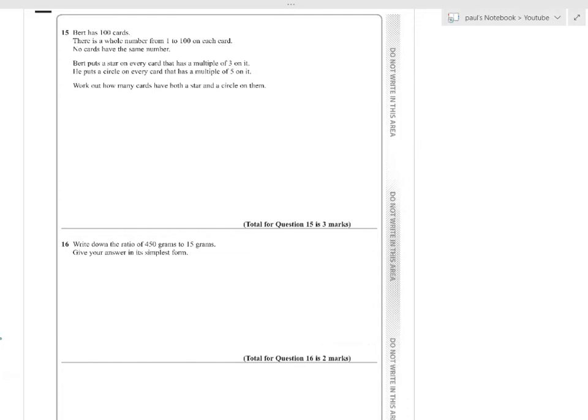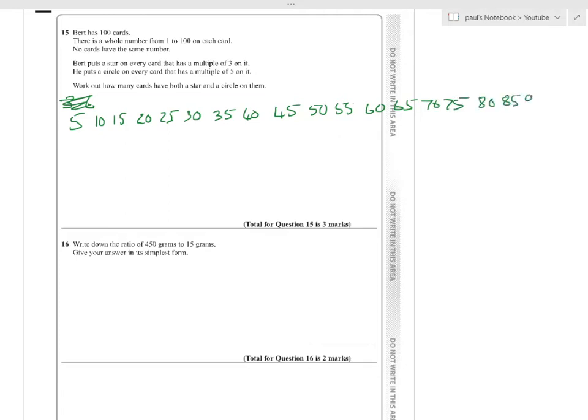So, multiples of 3. I'm going to do it the long way. What do we get for this? I don't know. I've got to go all the way up to 100, haven't I? If I do the multiples of 5, that will be 10, 15, 20, 25, 30, 35, 40, 45, 50, 55, 60, 65, 70, 75, 80, 85, 90, and 95, and 100.